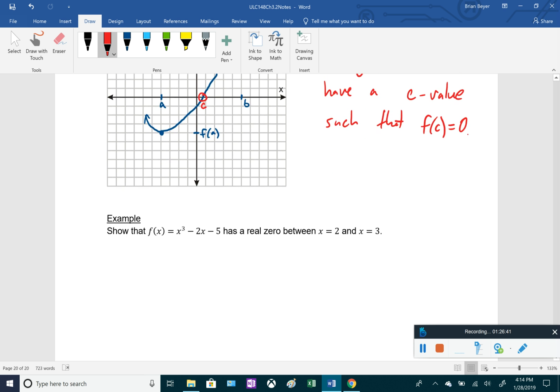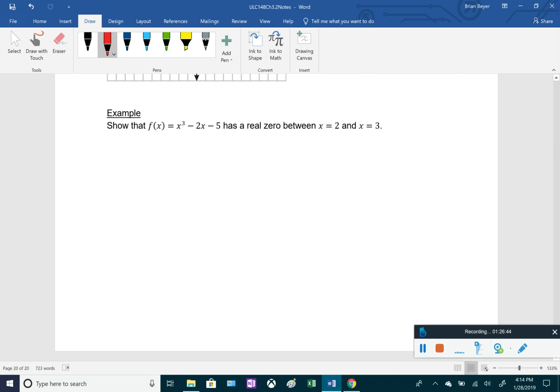Okay, so let's do an example. Just one example. Let's show that f of x equals x cubed minus 2x minus 5 has a real 0 between x equals 2 and x equals 3. What that is saying is that the function has an x-intercept between x equals 2 and x equals 3. So what we have to do is show that f of 2 and f of 3 have opposite plus or minus signs. One's going to be negative, one's going to be positive.